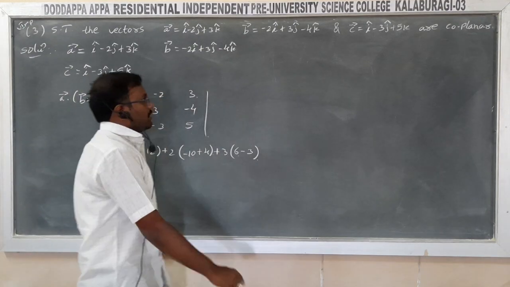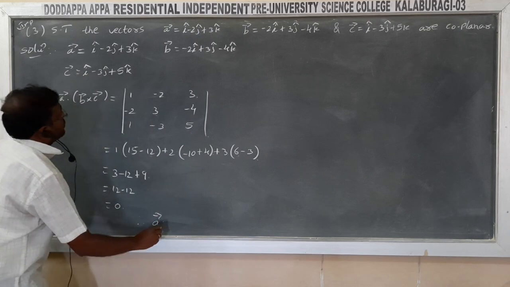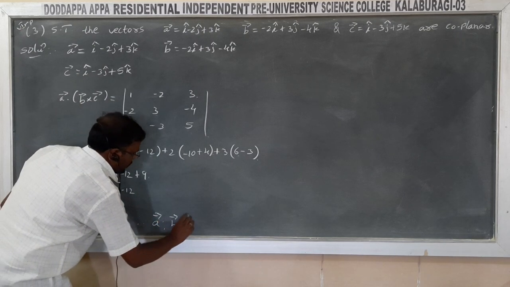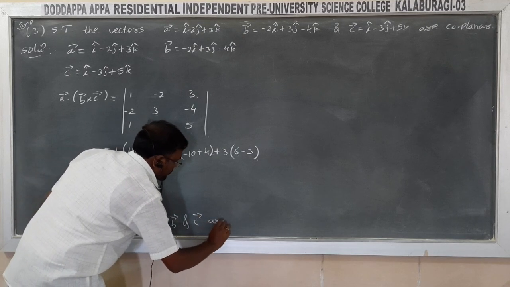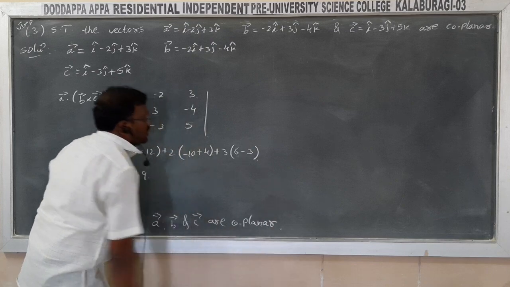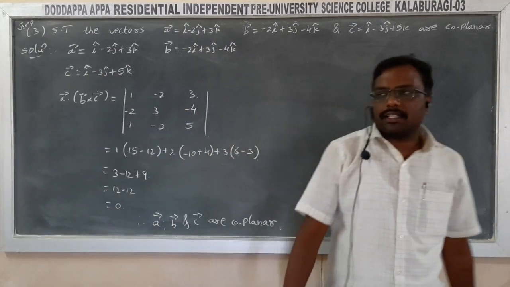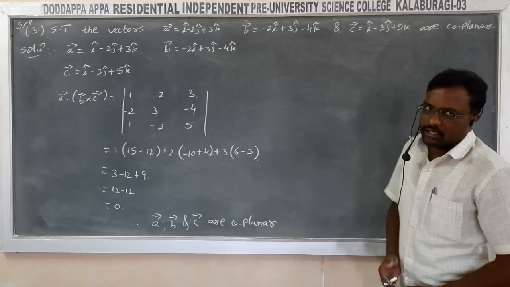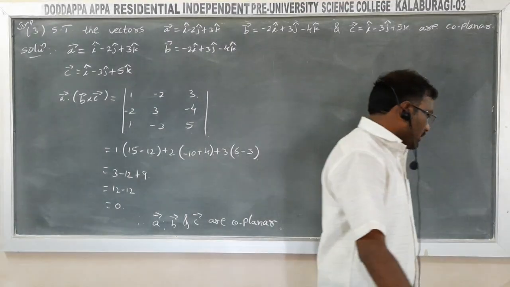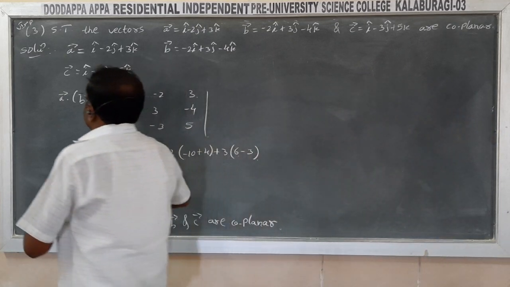So when you get 0, you can write that one. Therefore, vector A, comma, vector B and vector C are coplanar. Okay, when you get 0, you can write that one. Vector A, comma, vector B and vector C are coplanar. Okay. So similarly, I will give same another problem.